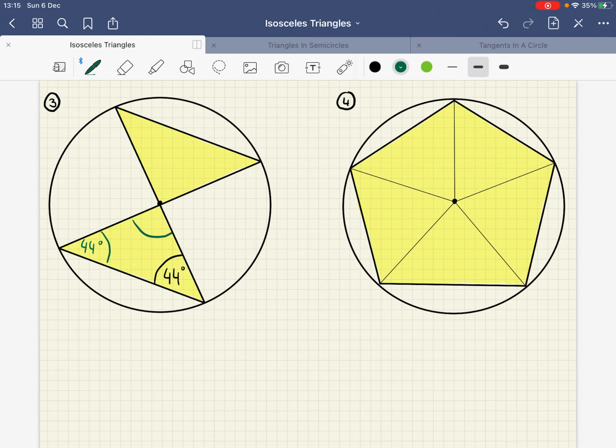And to find out that last angle, add up what I do have. So 44 add 44, that's 88. Take it away from 180, that's going to be 92 degrees. So in there is 92 degrees. That means the opposite side, since it's an X angle, is 92. And in fact, it just means that triangle is identical.